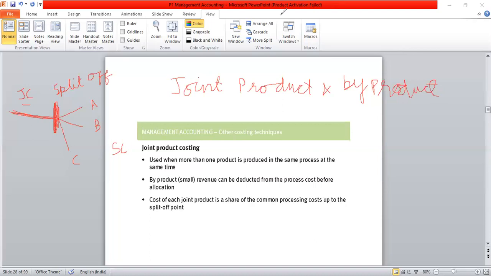That is not intentionally produced, but because of the production process, if there is any output which is generated, that is called a byproduct. So we need to know the difference between joint product and byproduct. A byproduct can bring small revenue, so there is some revenue which is generated by selling this byproduct. The treatment of the revenue from the byproduct, we need to remember some points there. When we work out the questions, I will help you out.